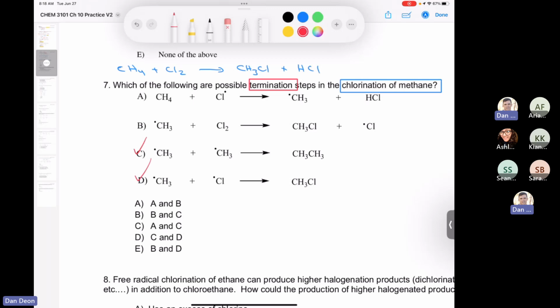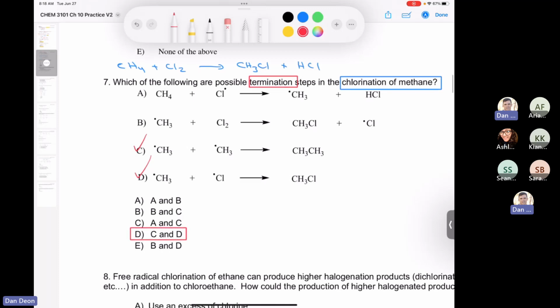And that seems reasonable. If you look at A and B, neither of those are termination. And so the answer is C and D. So the answer is D, which is C and D. All right. There we go. So another practice of termination.